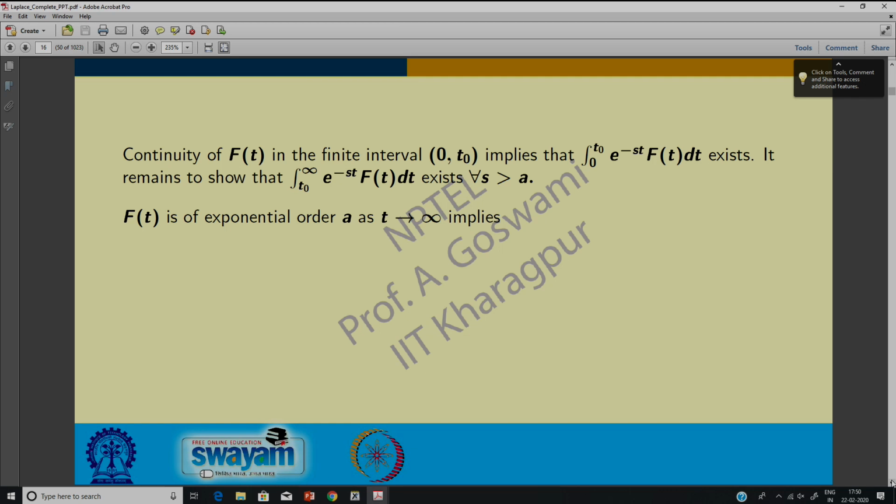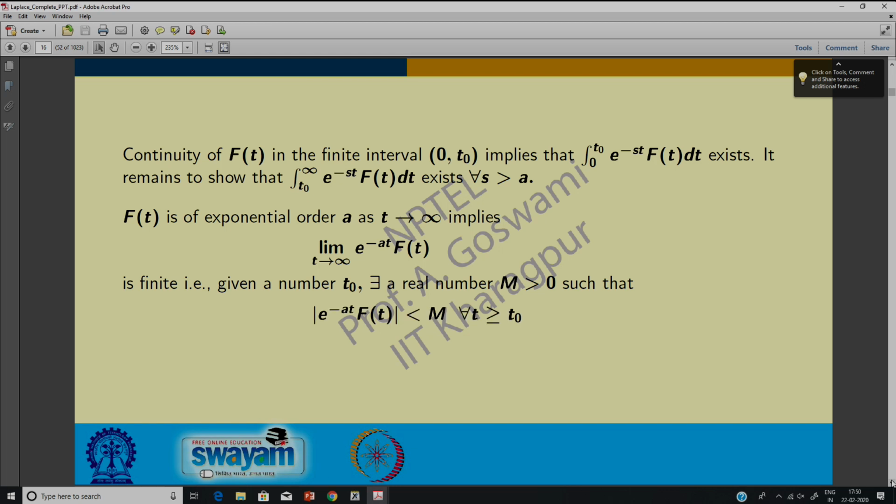Now, we know one thing: f(t) is of exponential order a. So, that means the limit as t approaches infinity of e^(-at) f(t) is finite. This we know. That is, given a number t0, there may be a real number M such that |e^(-at) f(t)| is less than M. Basically, from the definition of exponential order, we are writing that the absolute value of e^(-at) f(t) will be less than some real number M whenever t is greater than t0. So, since f(t) is of exponential order, we can write that the absolute value of f(t) should be less than capital M times e^(at).